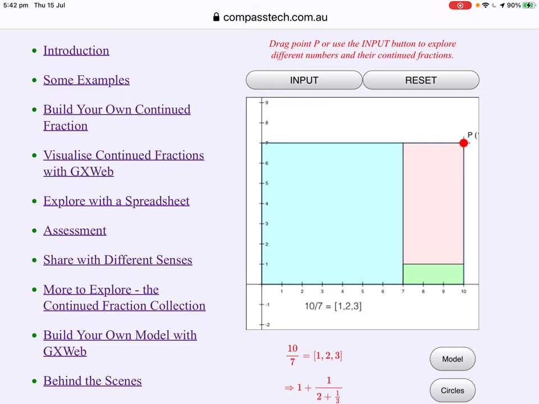I'd like to introduce you to one of my favourite elements of mathematics. If you haven't come across continued fractions in your mathematical travels, then it is high time you did. Every real number, rational and irrational, can be represented as a continued fraction.